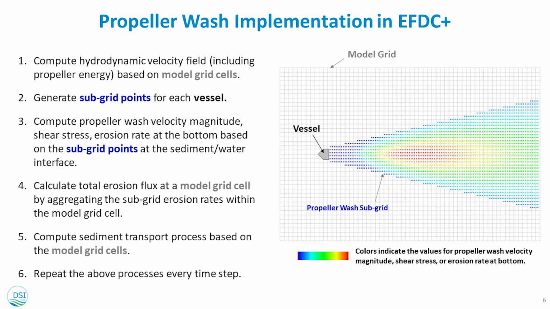For each vessel, the velocity field at the subgrid scale is calculated, followed by the bottom shear stress due to Propwash, and then if sediment transport is being simulated, the erosive flux is integrated up from the subgrid scale up to the EFDC scale, where subsequent fate and transport can occur. This process is repeated at every time step, and the resulting sediment transport can be analyzed as with any sediment transport model from that point forward.